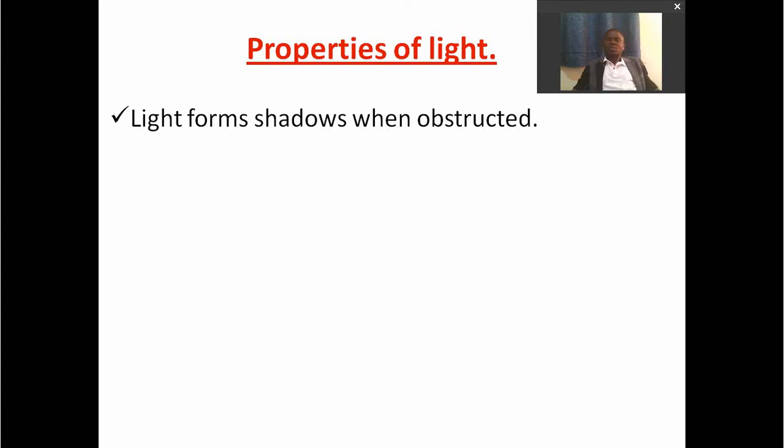You can also put a source of light on your right hand side, and you will see a shadow on your left hand side, meaning that your body has obstructed the light, and therefore a shadow has been formed. So a shadow is formed when light has been obstructed. Let's go back to the properties of light. Light forms shadows when obstructed.